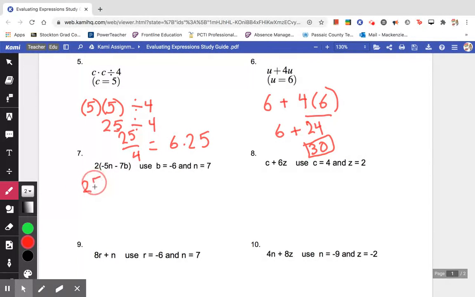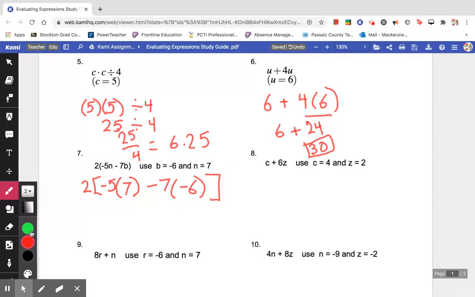So instead of writing 2 parentheses, I'm going to put 2 in a bracket because we know brackets can be used as parentheses. And then when I'm plugging in for n, I need my parentheses because this is multiplication. So it'll be negative 5 parentheses 7 minus 7. And for b, I'm going to put negative 6. And then at the end of this, I'm going to close my bracket.